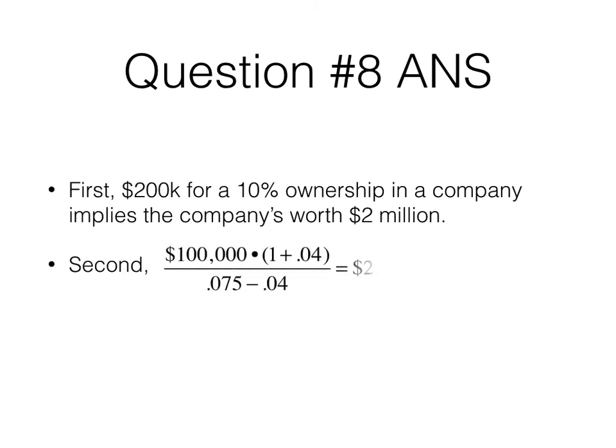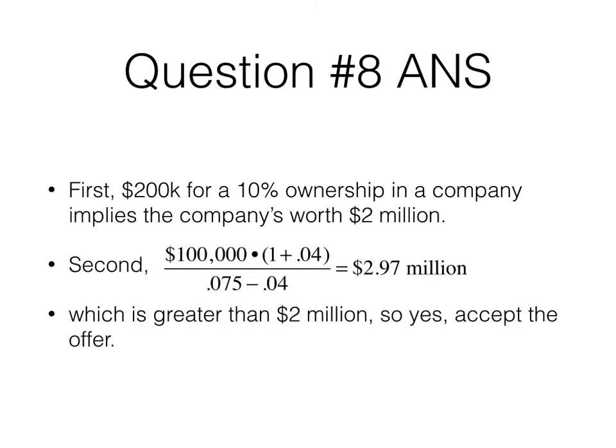So let's begin by looking at the valuation of the company. To ask you for $200,000 for a 10% ownership stake in the company, they're implying that the company is worth $2 million. 10% of $2 million is $200,000. Second, using our growth rate of 4% and the weighted average cost of capital of 7.5%, you would be willing to pay at most $2.97 million, which again is greater than $2 million, so yes, you can accept the offer.